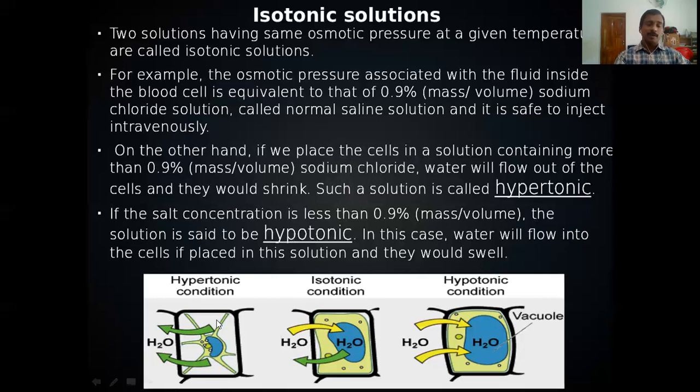Here in this picture you can see it. In hypertonic solutions, solvent is moving out of the cell, so shrinking will take place. In isotonic solution, the concentrations are the same, so it is not flowing out or flowing in. Otherwise, we can say the moving out and moving in will be in an equilibrium. Here you can see the solvent molecules are moving into the cell in the case of hypotonic solution. So swelling will take place.